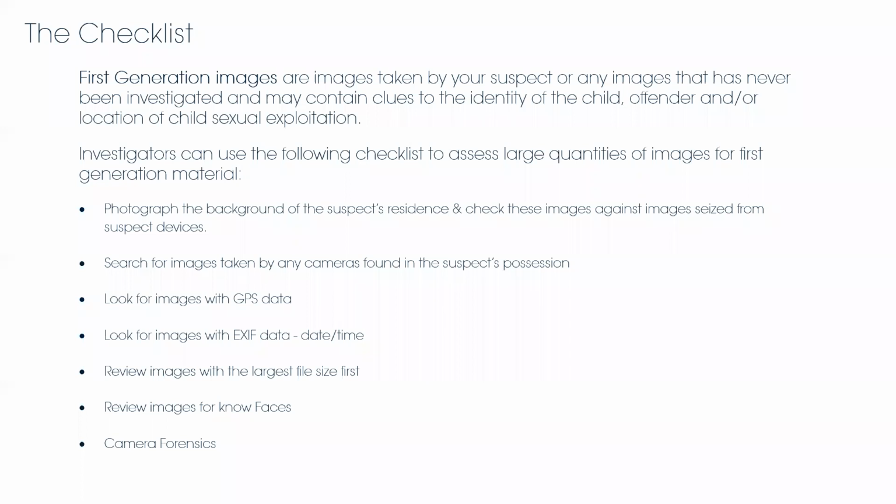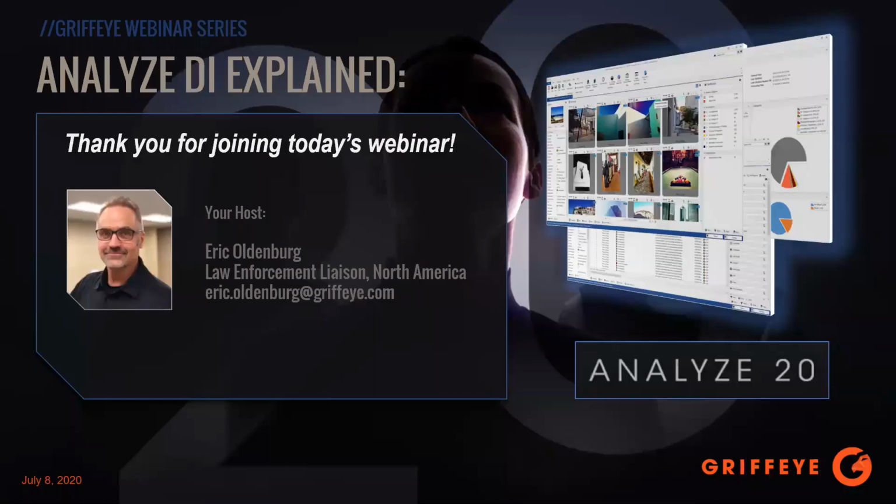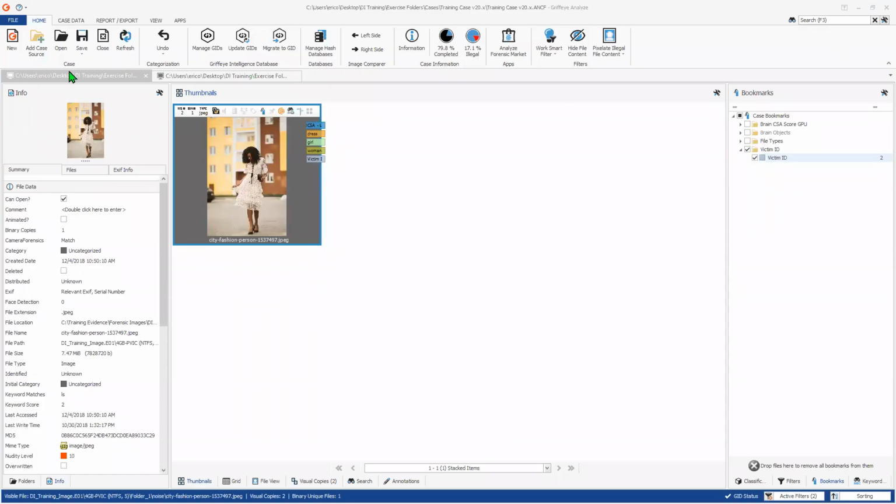And then we also want to review any images for known faces using the face detection algorithm that we have built into Analyze DI. We also want to talk a little bit about using our camera forensics, which is an add-on with Analyze DI Pro that's going to help match cameras that took imagery within your bad guys' evidence up to a public website that holds that information in a database. All right, so let's go ahead and get started.